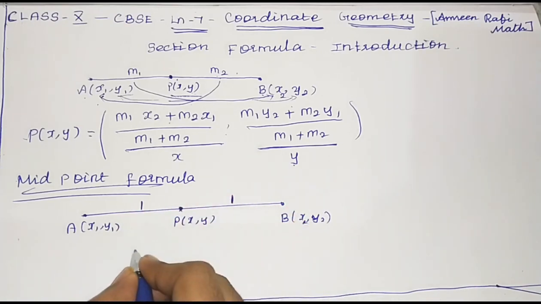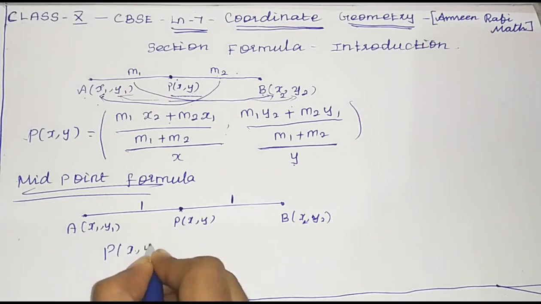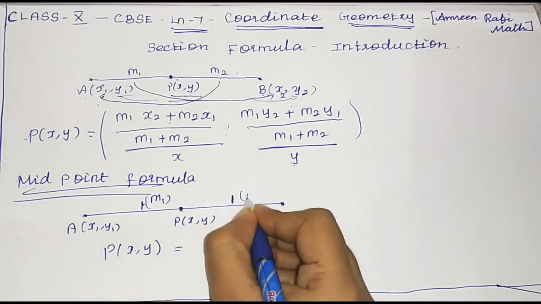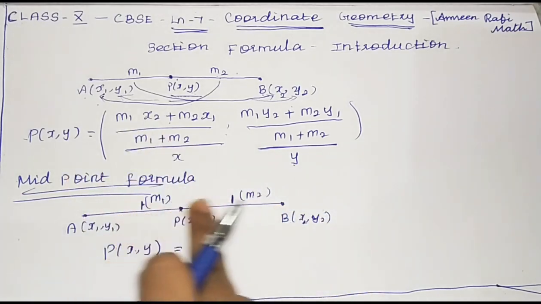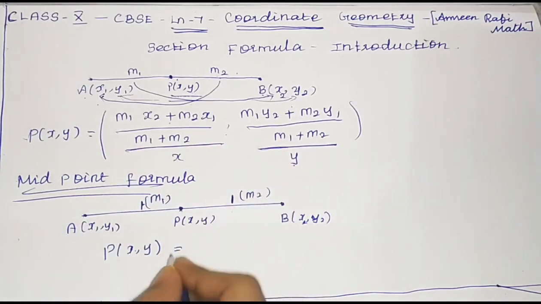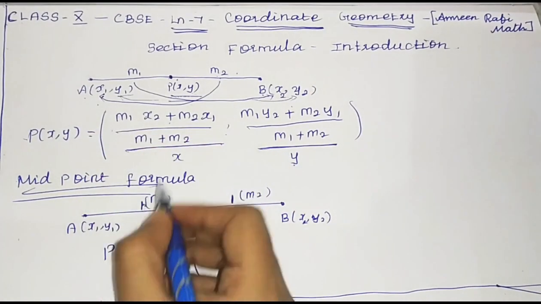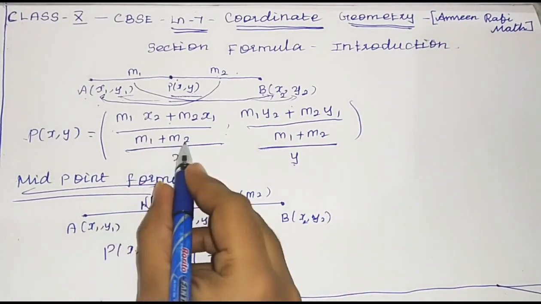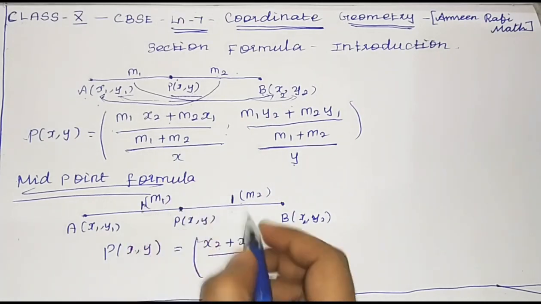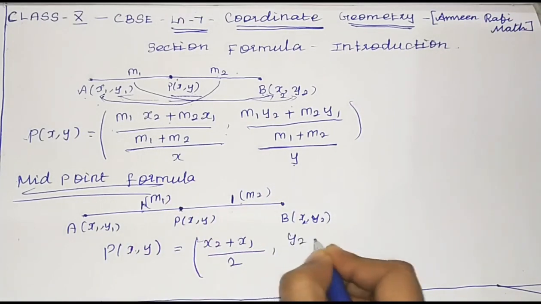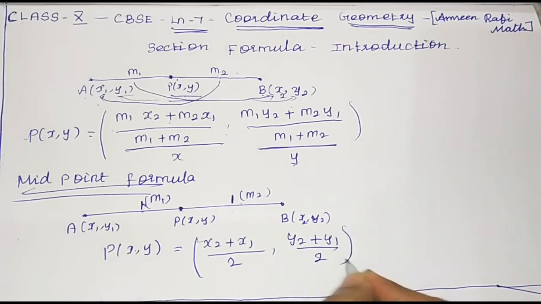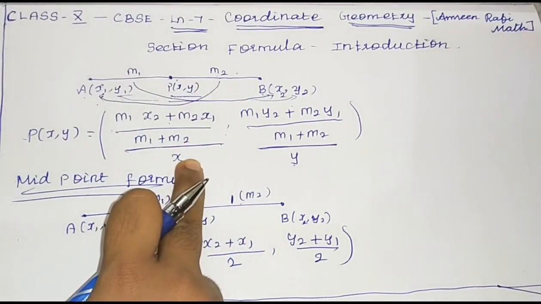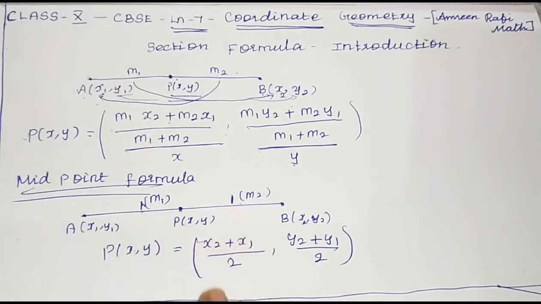So the midpoint formula is P of x, y equal to, instead of m1 we will write 1, instead of m2 we will write again 1. Now you substitute 1 and 1 in this formula. m1 is 1, so 1 into x2, x2 plus x1 divided by m1 plus m2. m1 is 1, m2 is 1, so 1 plus 1, 2. Similarly, y2 plus y1 divided by 2. So this one is the midpoint formula. If some other ratio is given, we use the section formula. If the ratios are same, we can use this formula.